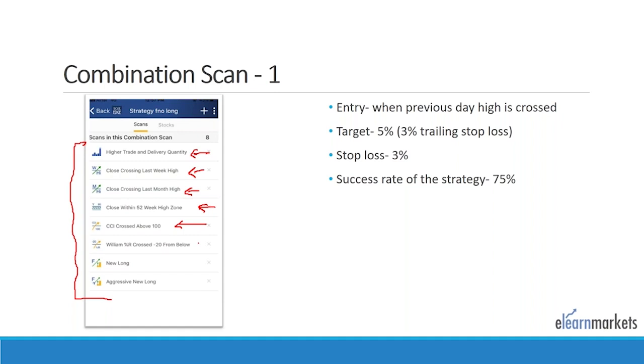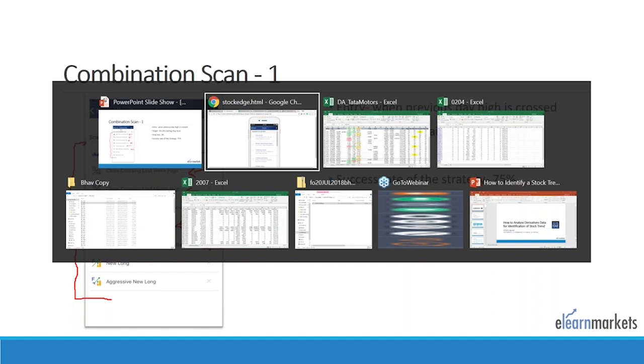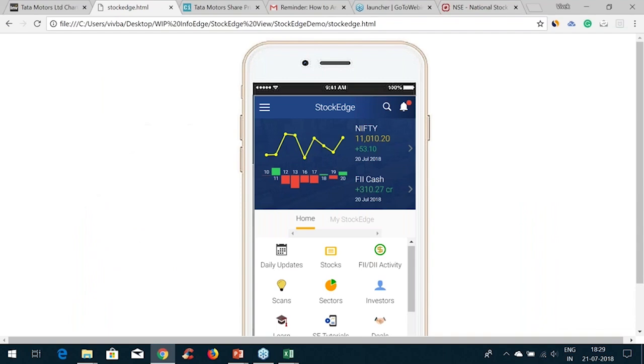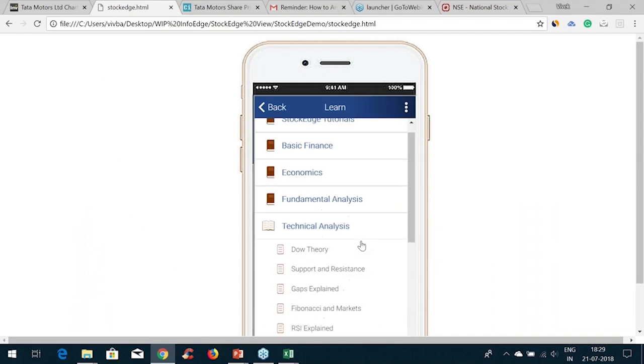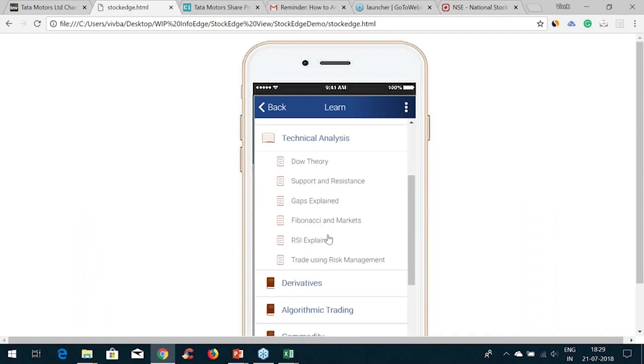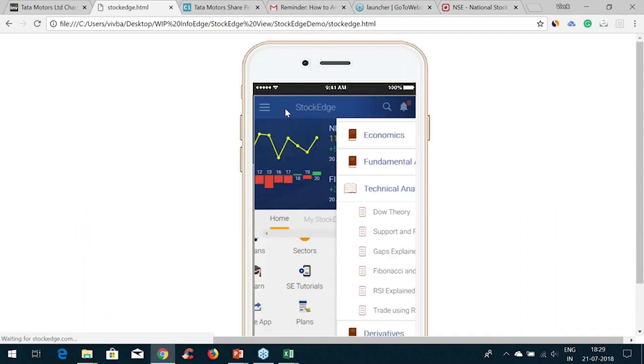CCI, a technical indicator, crossing above 100. Williams %R crossing minus 20 from below. And if you don't know any of these indicators, don't worry. You go to our Learn section. In Learn, we have technical. Some of the indicators are explained here.